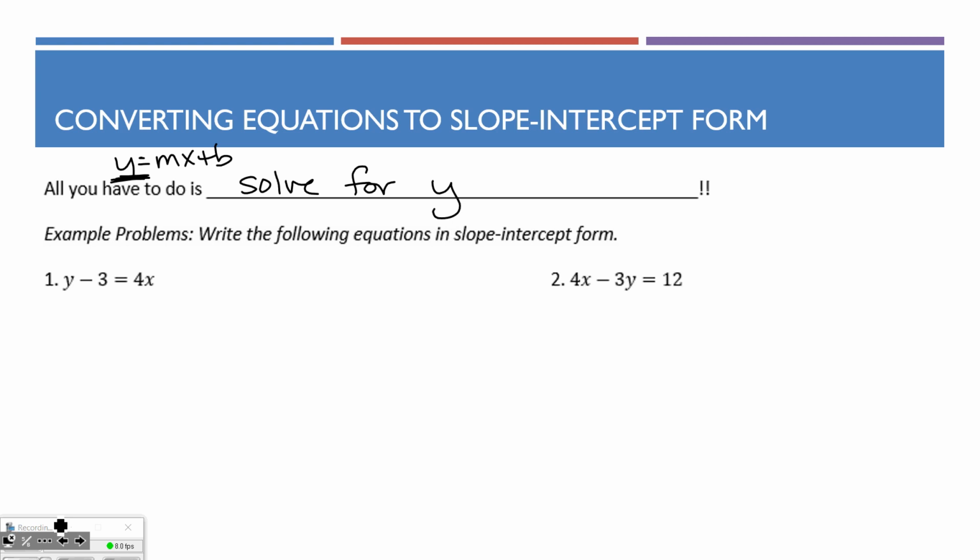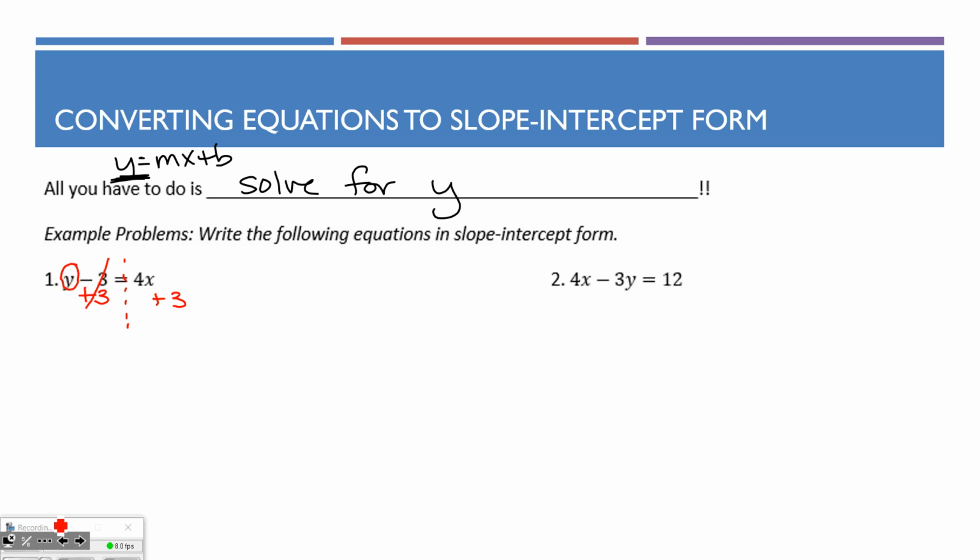So number 1, I want to get y by itself. It might be helpful for me to circle the thing I want to get by itself. And this hopefully should look a little familiar. But if I want y by itself, I need to get rid of that -3. I need to move that -3 over to the other side of the equation. I do that by adding 3 to both sides.